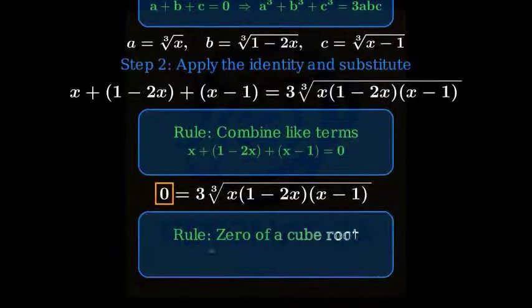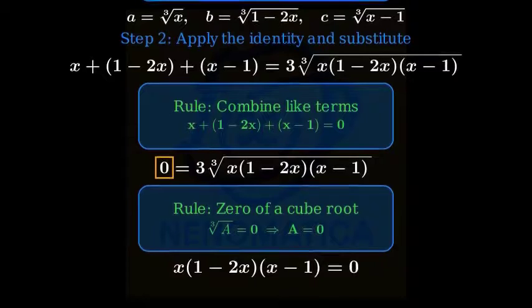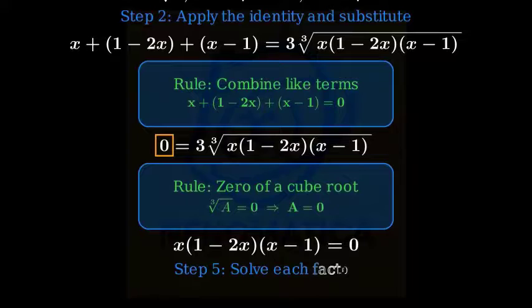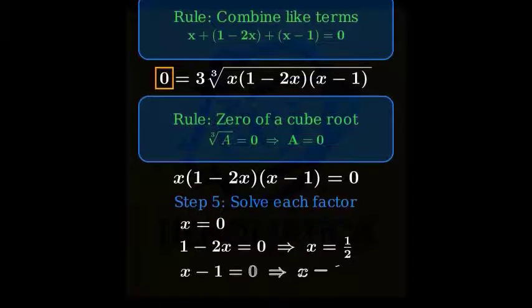Step 4. A cube root is 0 exactly when its argument is 0. Therefore, the product x times 1 minus 2x times x minus 1 must be 0. Step 5. Solve each factor equal to 0. From x equals 0, we get x equals 0. From 1 minus 2x equals 0, we get x equals 1/2. From x minus 1 equals 0, we get x equals 1.